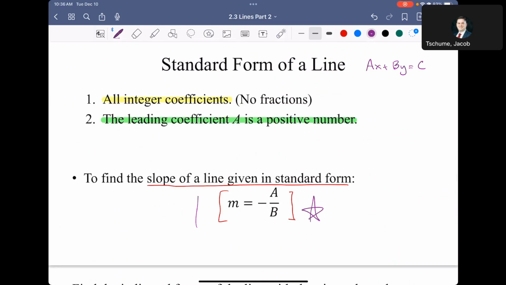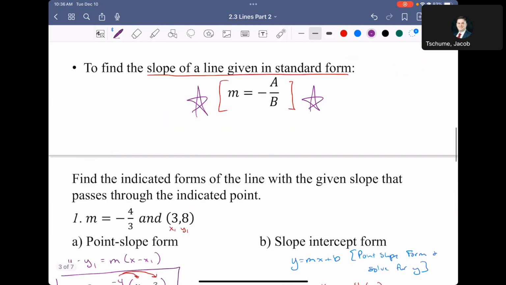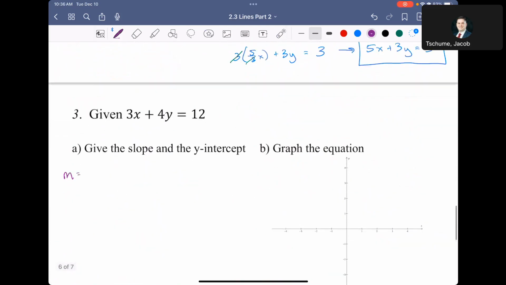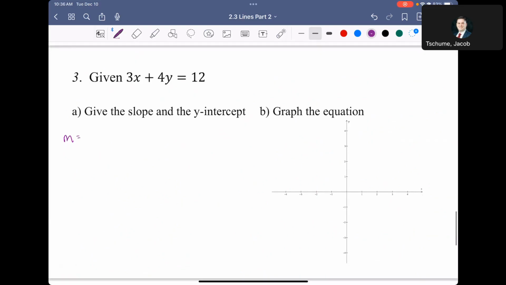Remember, slope of standard form can be found by doing negative A over B. So instead of having to go through some other way of finding this, we have a direct relationship to find the slope of a line. Now remember, in standard form, your A and your B value are the two numbers in front of the x and the y. So this is going to end up being negative of your A, which is 3, divided by your B, which is 4. So we have a slope of negative 3/4.